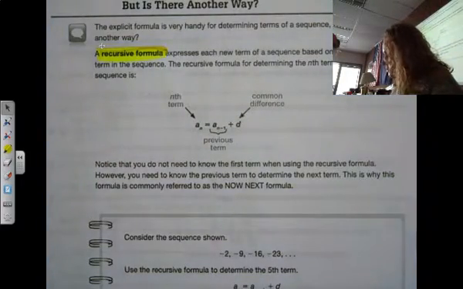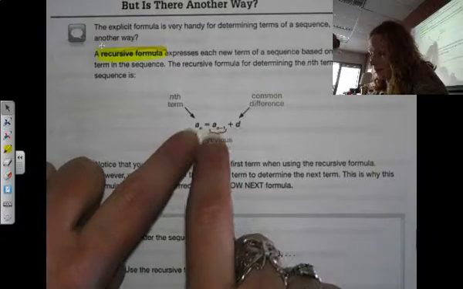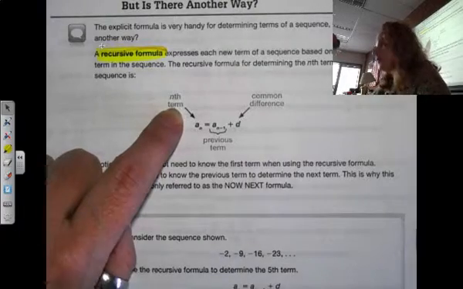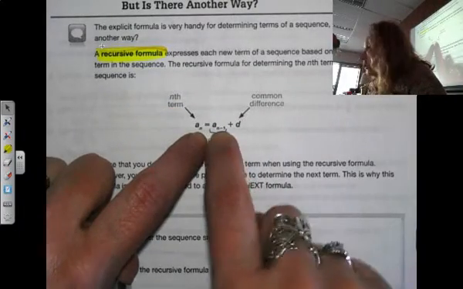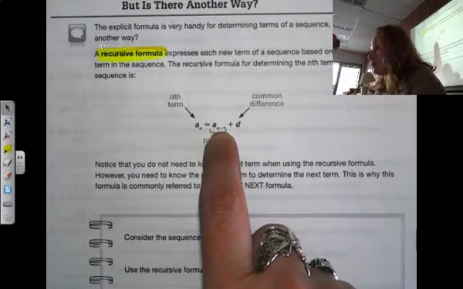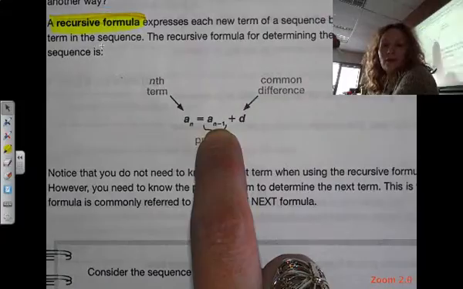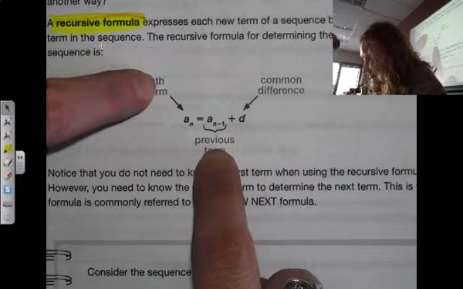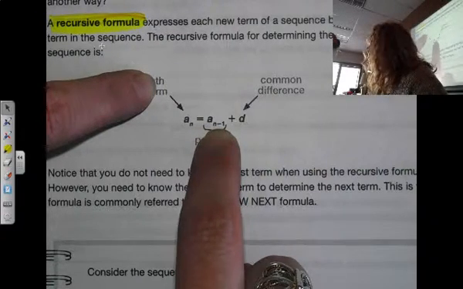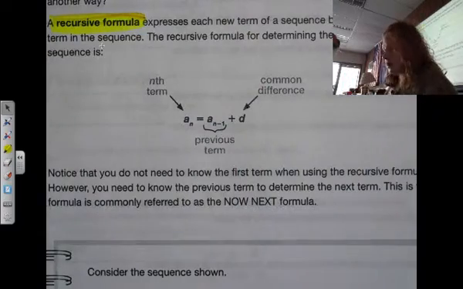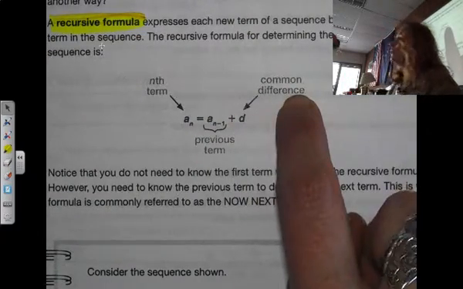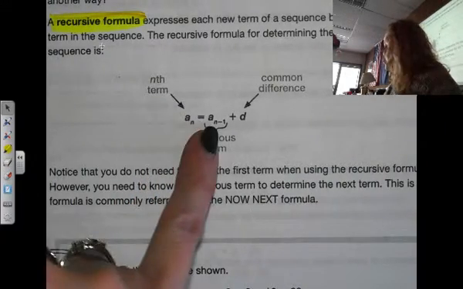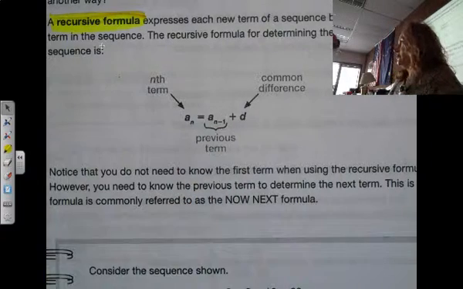So, in this case, the way we read this one, A sub n stands for the nth term. So when we read it, we read nth term, right? A sub n minus 1, where the n minus 1 is in the subscript, means the previous term, the one in front of this one. And then D stands for the common difference. So if we were reading this math sentence, we would read it as the nth term is equal to the previous term plus the common difference.